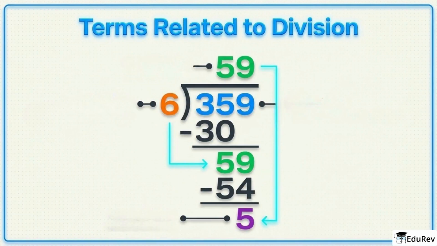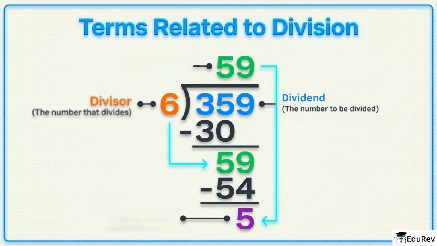Now let us learn the words used in division. The dividend is the number we divide. The divisor is the number that divides. The quotient is the answer. The remainder is what is left over. For example, in 359 divided by 6 equals 59 remainder 5, 359 is the dividend, 6 is the divisor, 59 is the quotient, and 5 is the remainder.